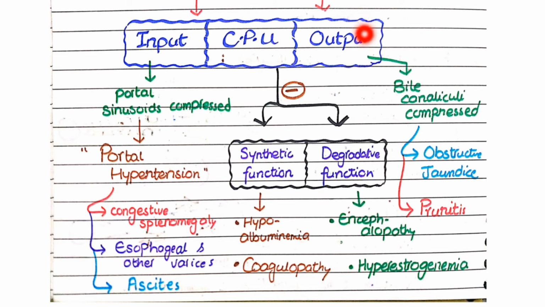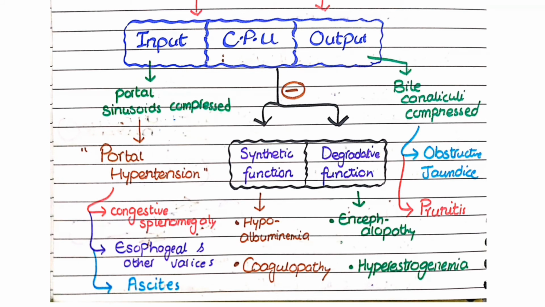Other than this, the output function of the liver is compromised by the compression of biliary tracts. This results in obstructive jaundice and pruritus, and the central processing function of hepatocytes is compromised in such a way that the synthesis of albumin and clotting factors is decreased, resulting in hypoalbuminemia and coagulopathy. And the degradative function of hepatocytes is again compromised, resulting in increased quantity of ammonia and nitrogenous waste products in blood that cause hepatic encephalopathy. And the degradation of estrogen is also compromised, resulting in hyperestrogenemia. This increased quantity of estrogen in blood can cause hypogonadism in males and females, and it can cause palmar erythema or spider angiomas on the body. So these are all the clinical features of cirrhosis.